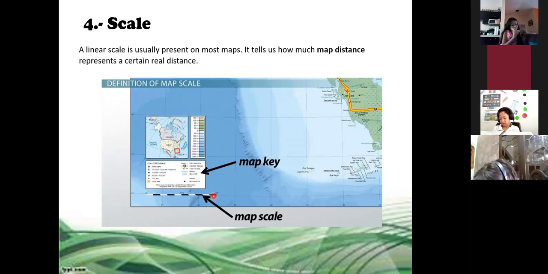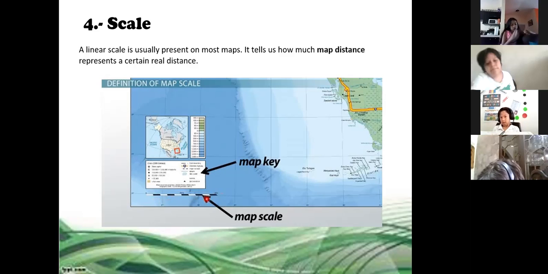Yes, that's right. So this is the map scale. Look at this, it's a linear scale. You can see that it has two colors. Which colors? Black and white. That's the map scale. You can find it here on the bottom of the map, and it tells the distance on the map in real distance. It's just a representation, this scale.